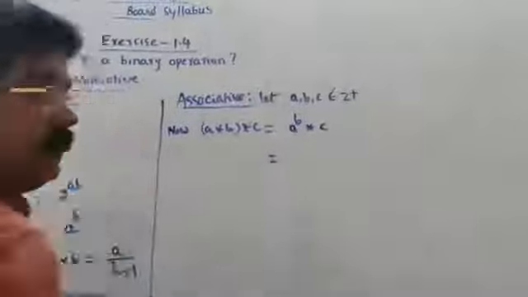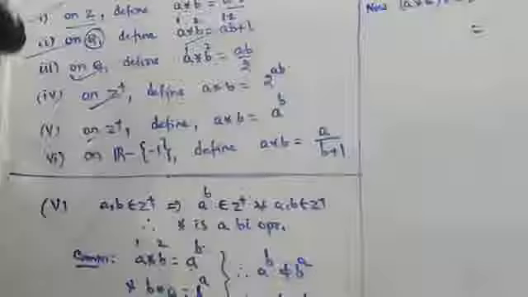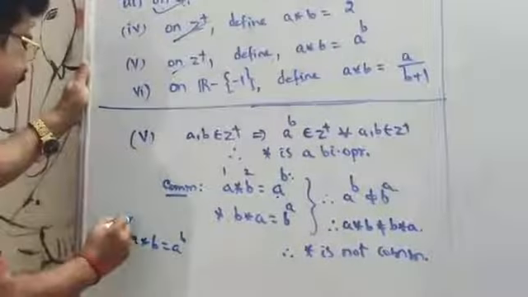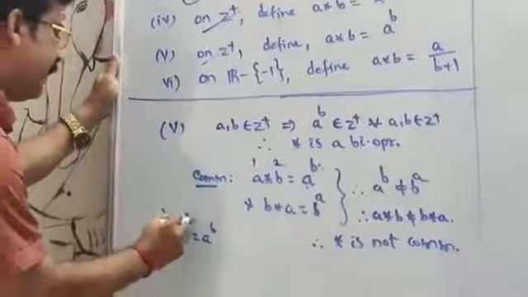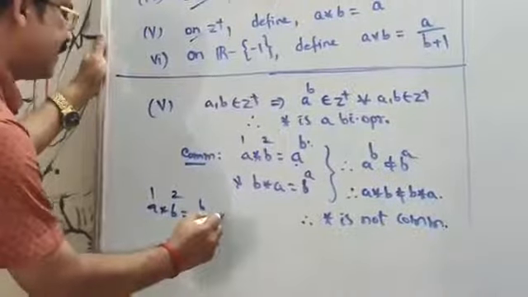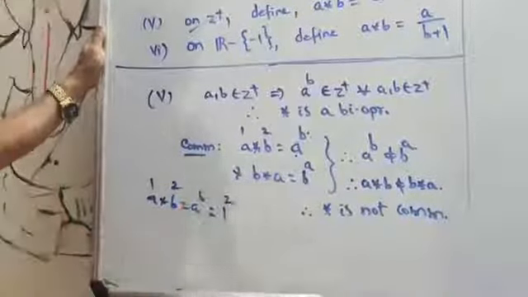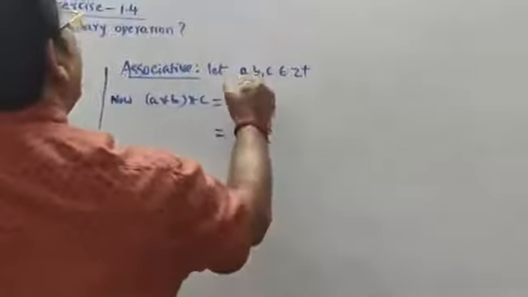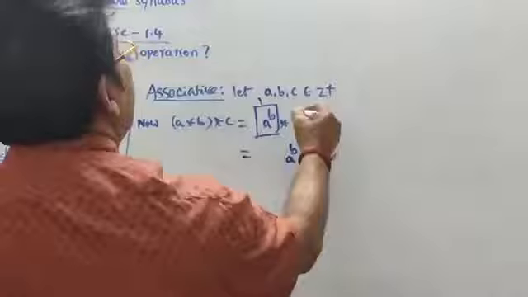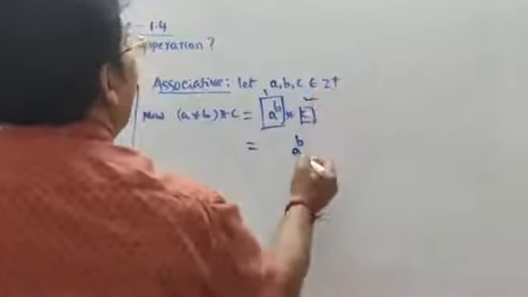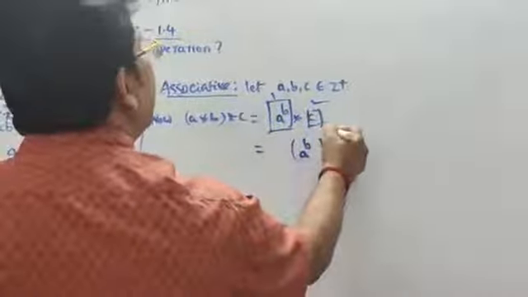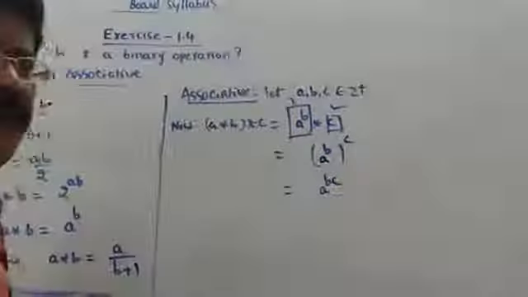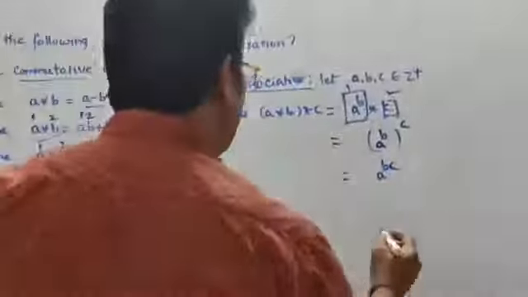Here a star b is equal to a power b. a star b means a first element, b second element, just as first power second. This is the first element and it is the second element: first element power second element. So on simplification, it is a to the power of bc.